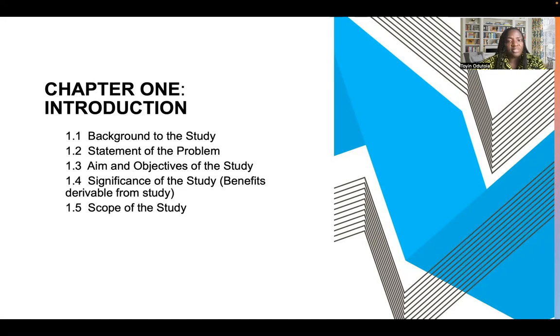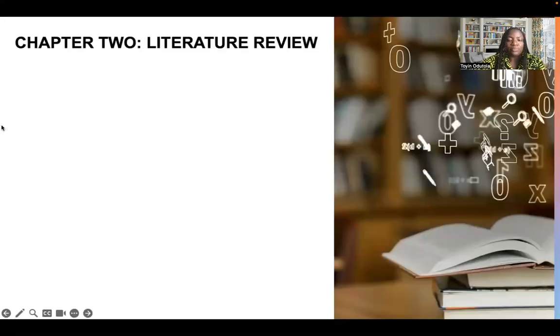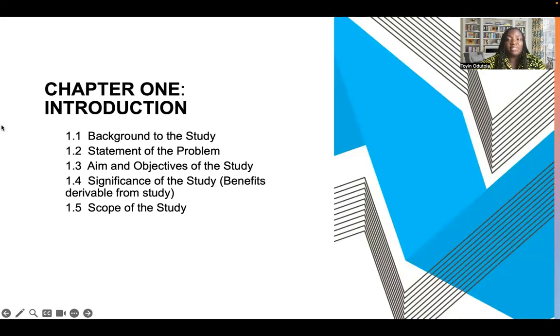Because if there's no problem, there's really no need for the research. So what is actually the problem you're trying to solve? You'll be telling us during the statement of problem. Then the aim and objectives. The aim is like a reflection of your project. So your project topic. So the aim is your project topic.